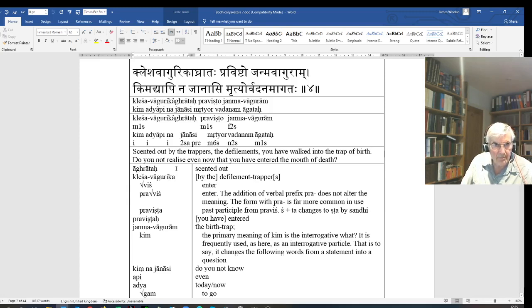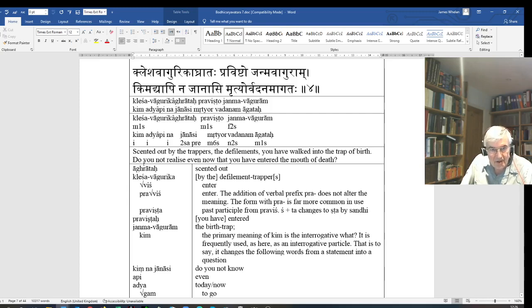So in Pali, klesha vagurika grata is klesha vagurika, a klesha which is a trapper. It's equating trappers with, to define trappers, people who snare or trap animals, the hunters. So centered out, in Sanskrit goes klesha vagurika grata.